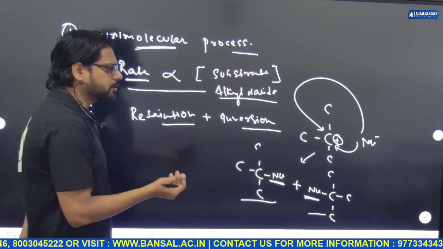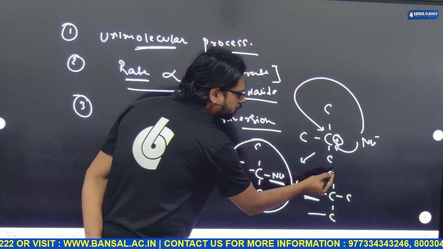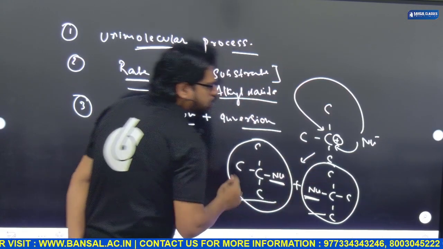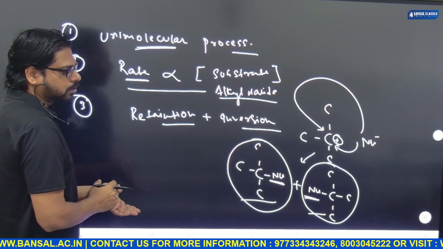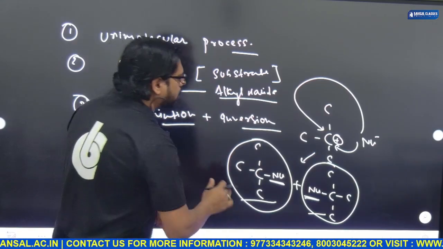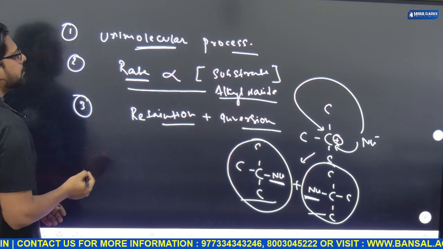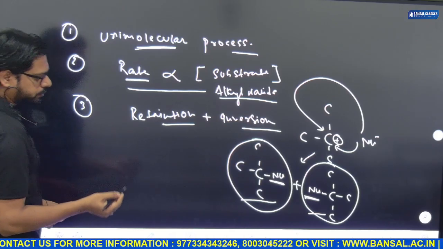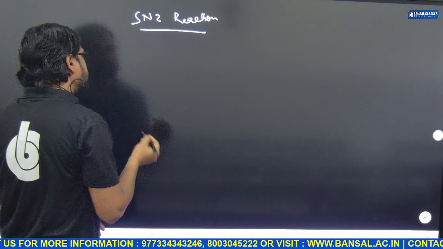Now what is a racemic mixture? A mixture in which two different groups of isomers are present. One will be D, dextrorotatory, and one will be L. So retention and inversion are both taking place here. Now these are some points of the SN1 reaction.